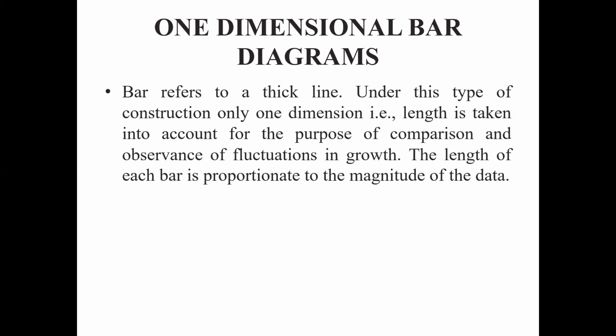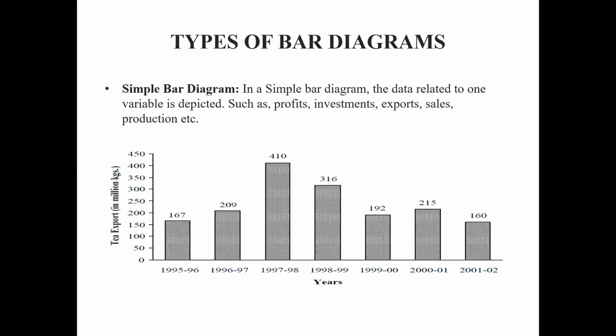So bar refers to a thick line. Under this type of construction, only one dimension, that is length, is taken into account for the purpose of comparison and observation of fluctuation in growth. The length of each bar is proportionate to the magnitude of data. So in bar diagram, there are different types of bar diagram.